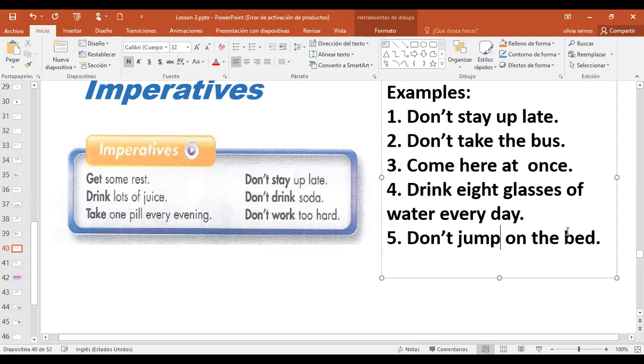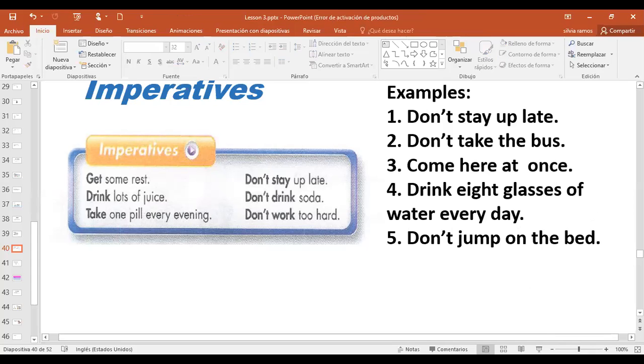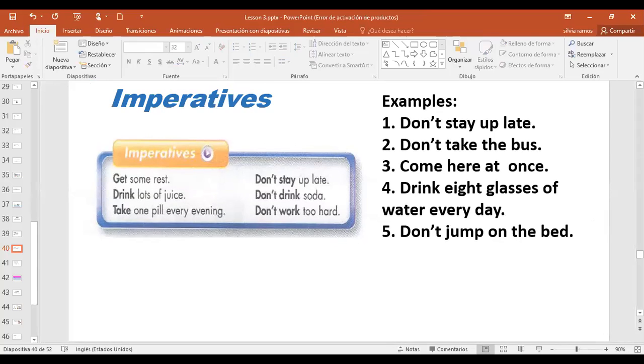Okay, perfect. You see, these are like instructions or commands or orders that you give to someone, right? Drink 8 glasses of water every day. And this is what doctors do when you go to the hospital, right? Doctors tell you all the time.